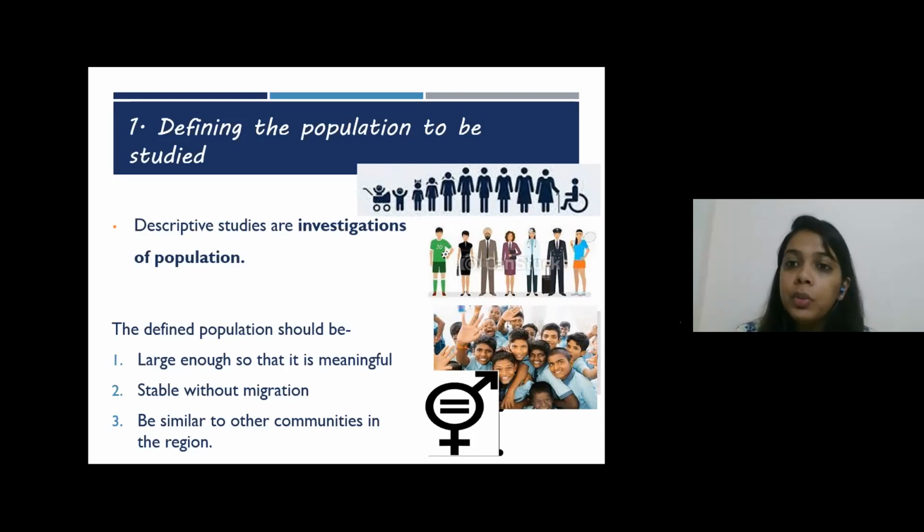The population should be stable without migration. If you have a lot of people coming in and going out, it can potentially alter your disease description, because what you're doing in a descriptive study is you're just describing it. And it should also be similar to other communities in that region.